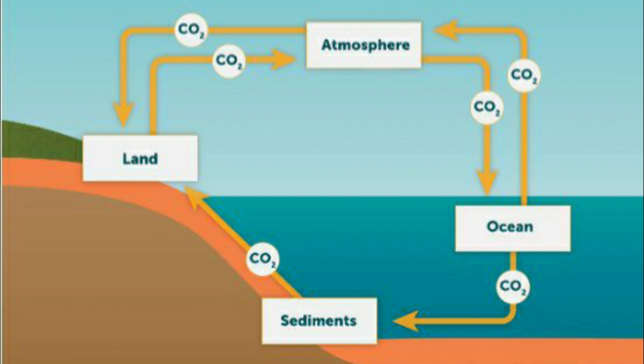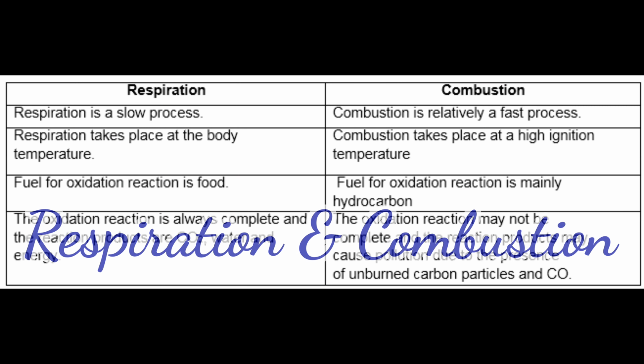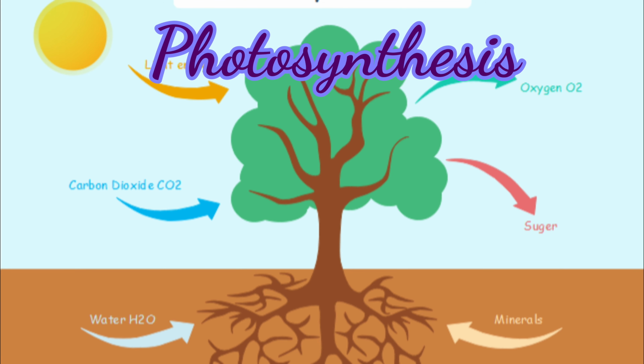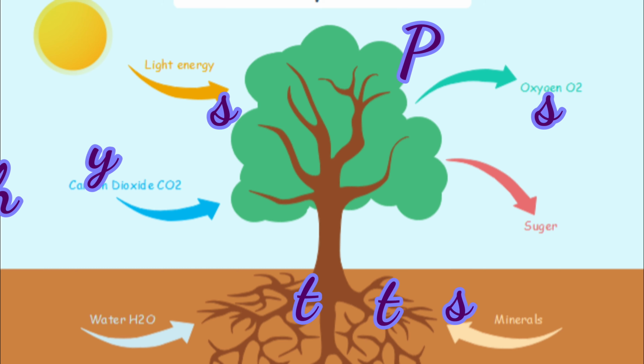Step 1. Carbon enters the atmosphere as carbon dioxide as a result of respiration and combustion. Step 2. Carbon dioxide is absorbed by the producers for photosynthesis to make carbohydrates.